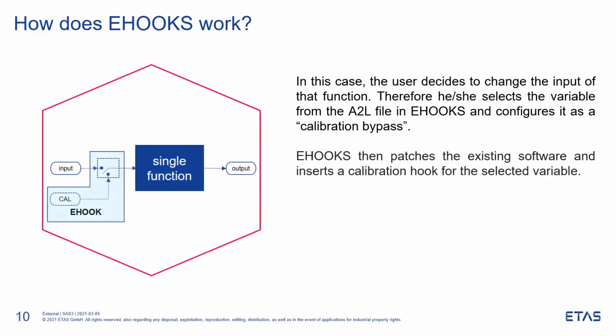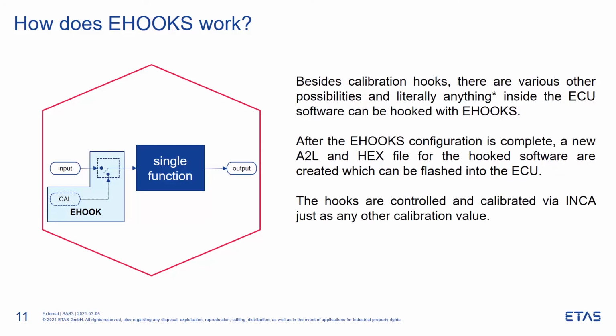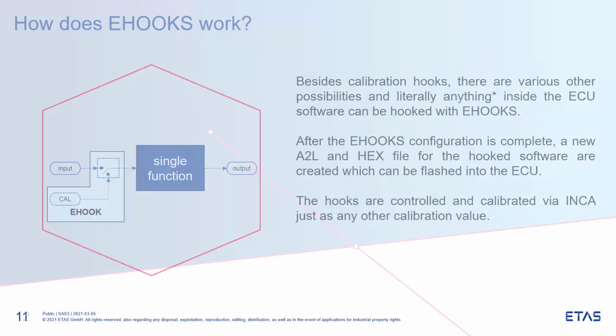EHOOKS then patches the existing software and inserts a calibration hook for the selected variable. Besides calibration hooks, there are various other possibilities, and literally anything inside the ECU software can be hooked with EHOOKS. After the EHOOKS configuration is complete, a new A2L and hex file for the hooked software are created, which can be flashed into the ECU. The hooks are controlled and calibrated via Inca just as any other calibration value.